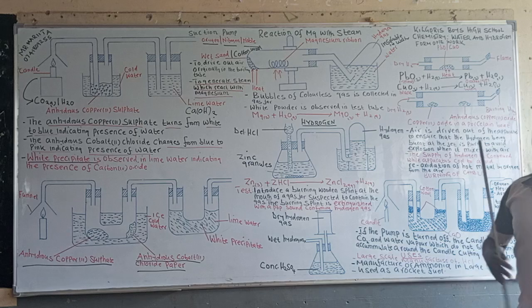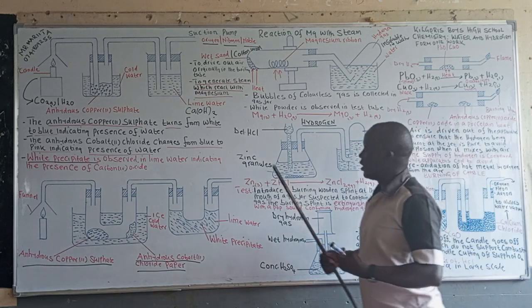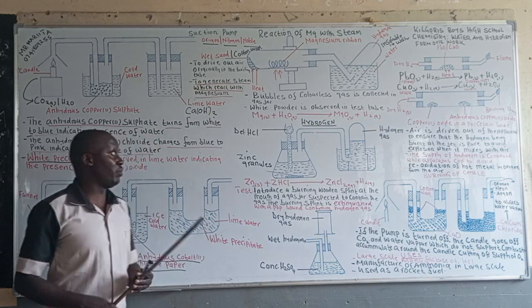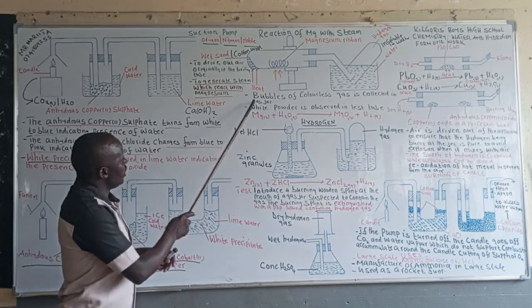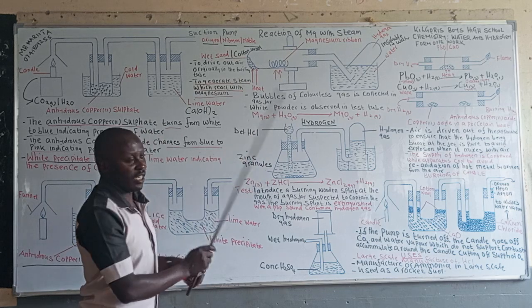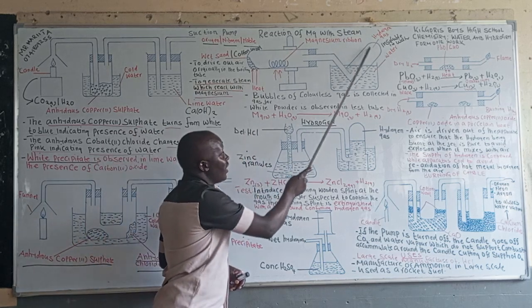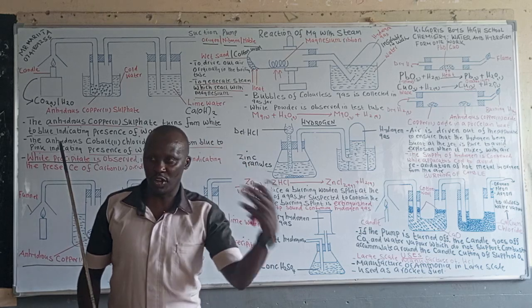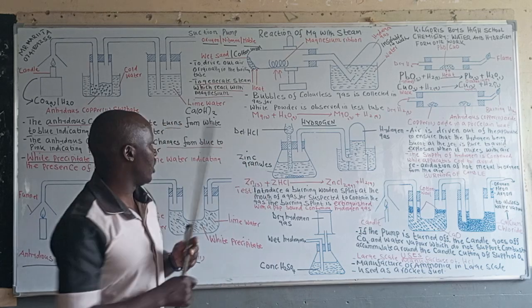So what are some of the observations normally made during this experiment? So one, you can see bubbles of a colorless gas which is collected in the gas jar. So the bubbles of a colorless gas are collected here, and normally this colorless gas which is collected there is hydrogen gas.